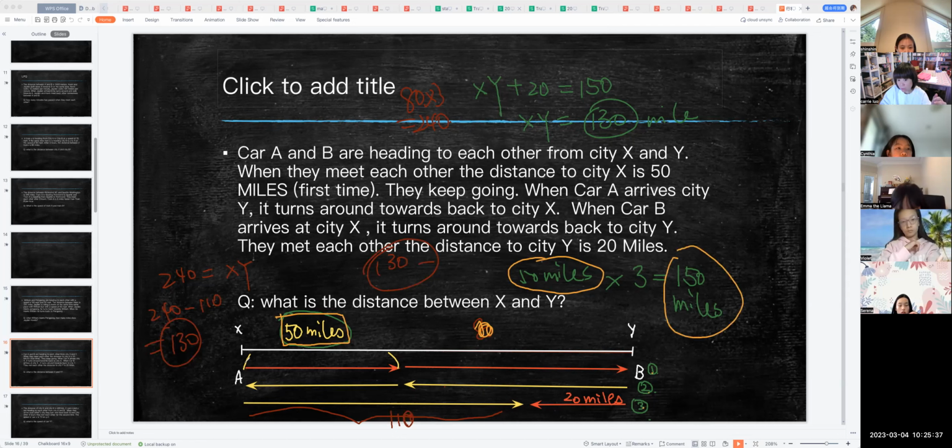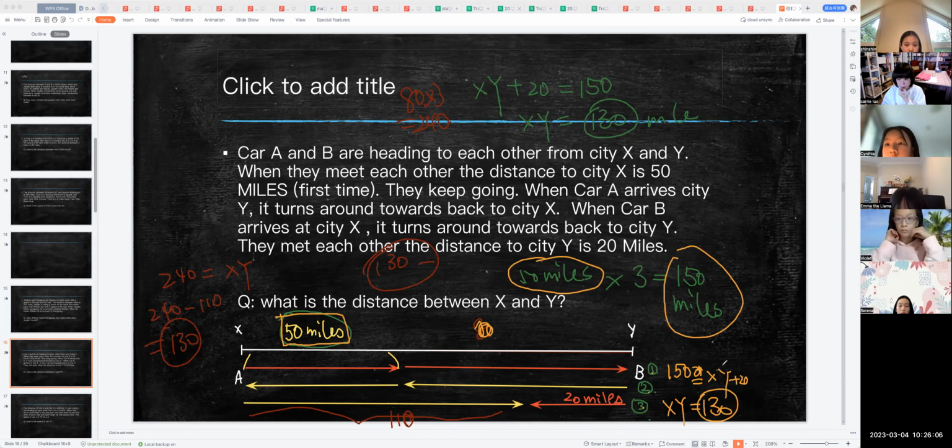But let's take a look at this one. 150 is exactly the red line covers the distance. Get it? So 150 is the distance of XY plus 20. So 150 equals XY plus 20. So XY equals what? Equals 130. Get it, everybody?